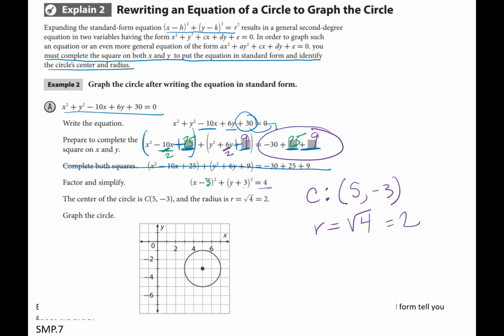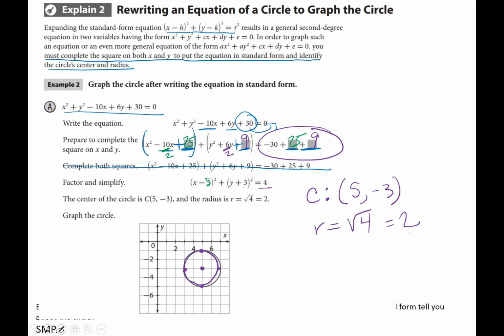All right, so here's what I would do to graph it. So we're going to count out 5, it's -3. So I'm going to go out 5 and down 3 and draw my center point. Then what I would do is I would count that radius in 4 directions to sketch the circle. So I count the radius up 2, down 2, to the left 2, to the right 2, and then I sketch my circle through those points.